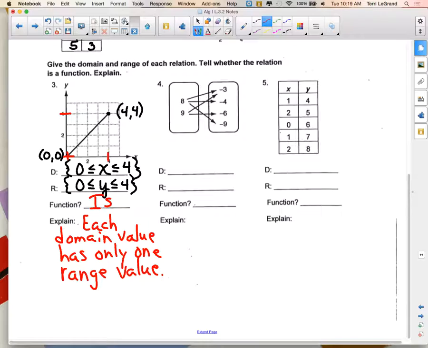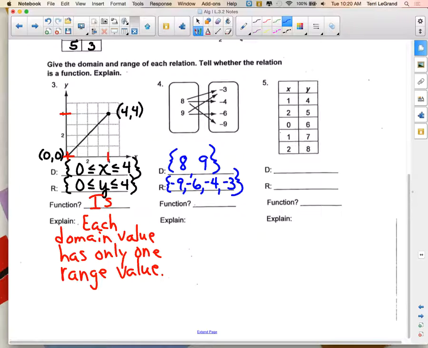Okay, number 4. What's the domain? It's a mapping diagram. Come on, what's the domain? This is easy. 8 and 9, yeah. What's the range? Oh, those stinkers, they didn't do it in the way I like it. What's the range? -9, -6, -4, -3. Is this a function?